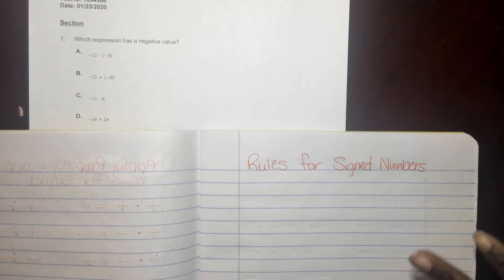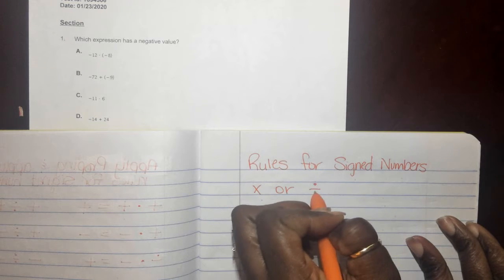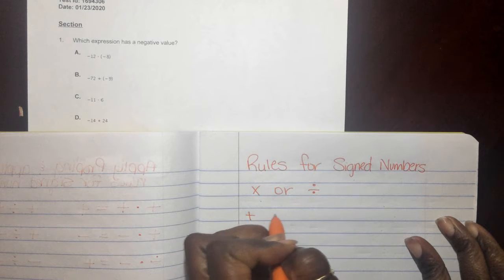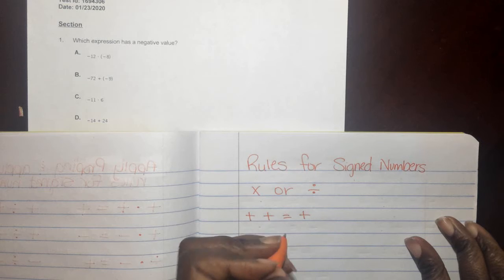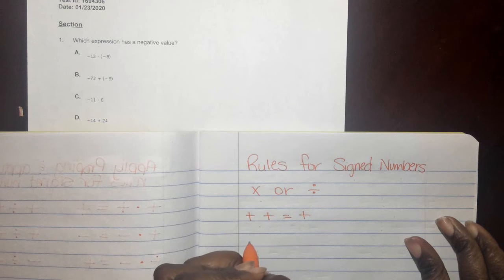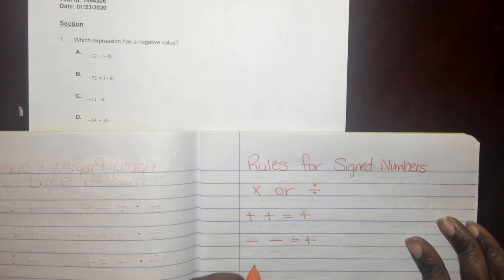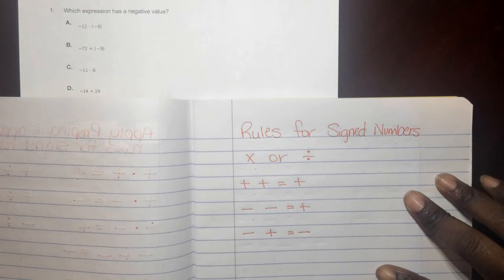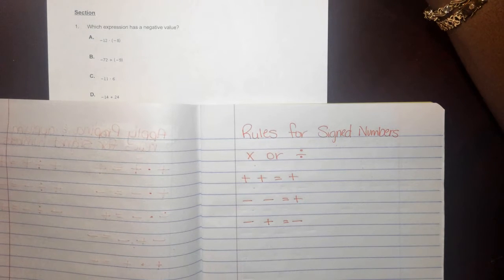And so we know that when we're multiplying or dividing, if we see two positives, then our result is going to be a positive. And if we see two negatives, then we know that we're still going to have a positive. But if we have a negative with a positive, then that gives us a negative. I'm going to zoom out so we can see a little better.